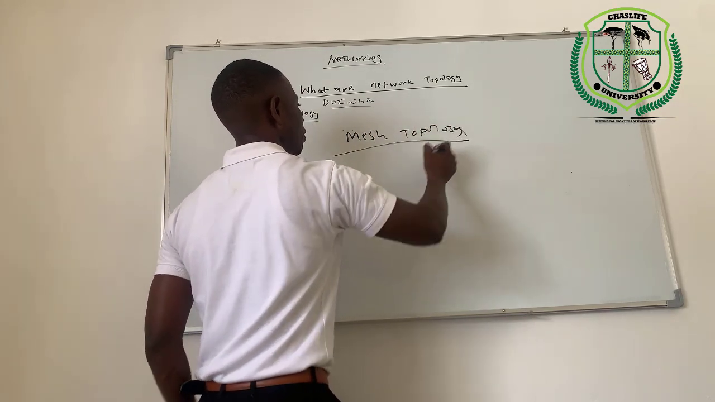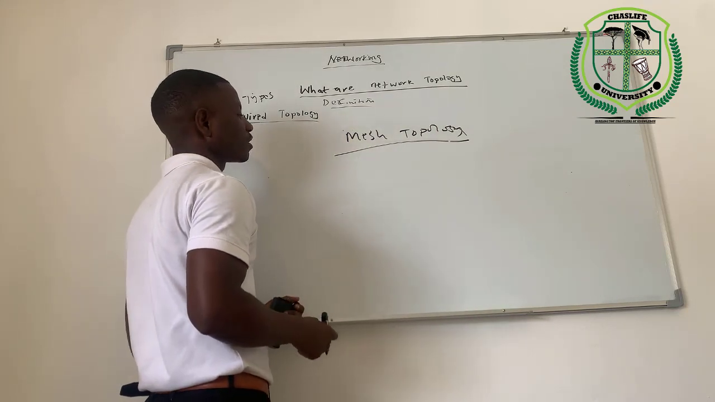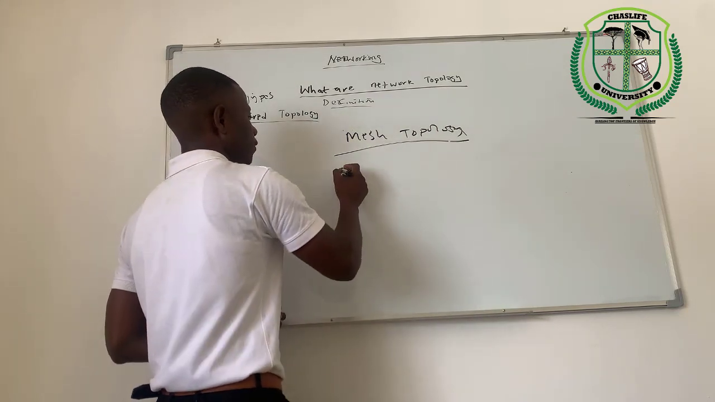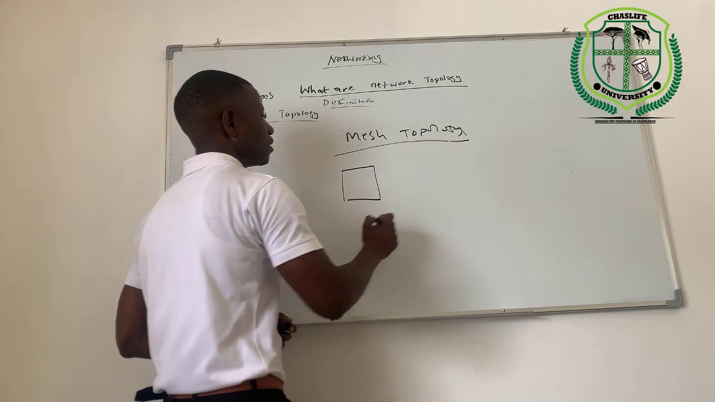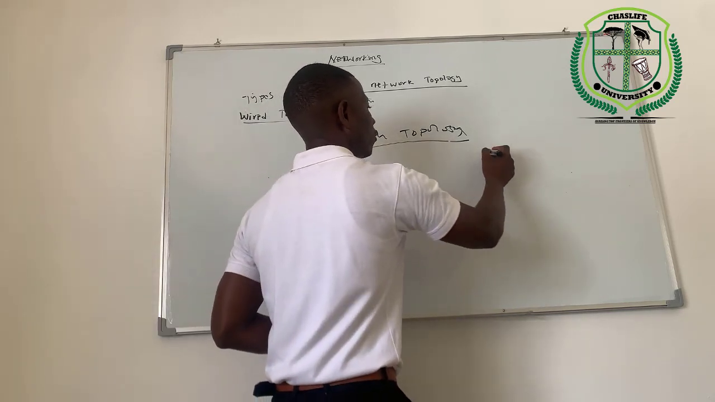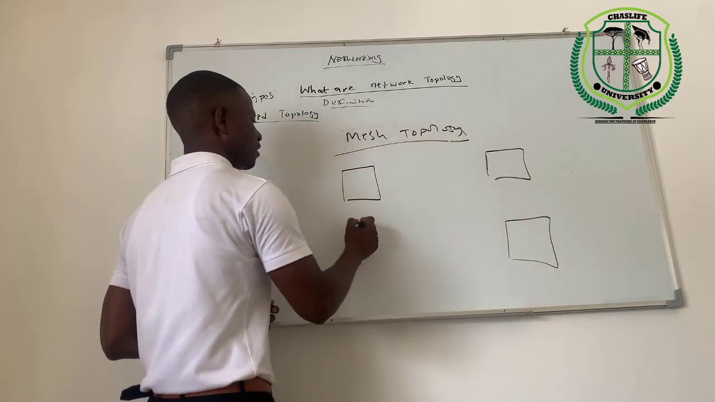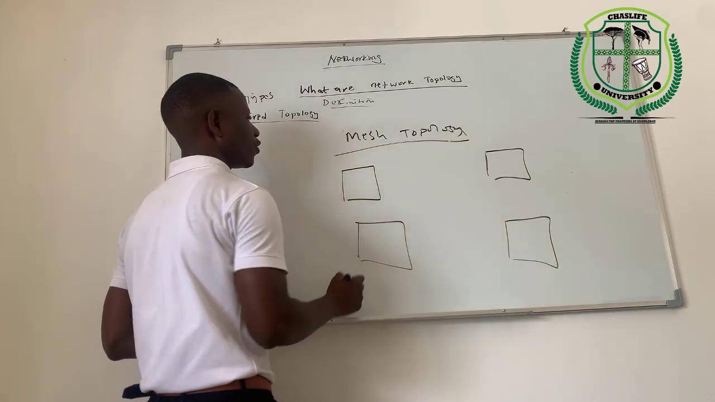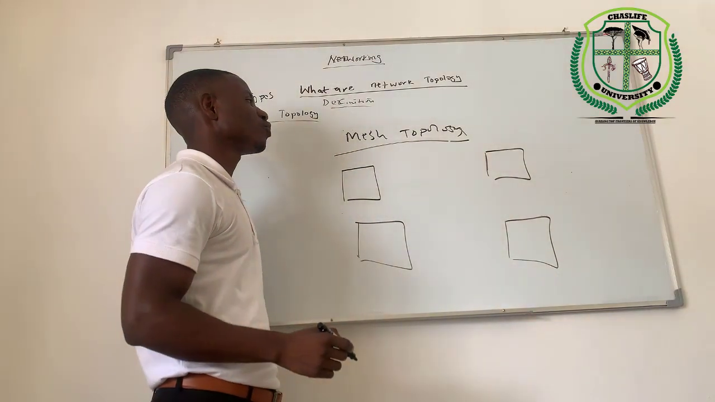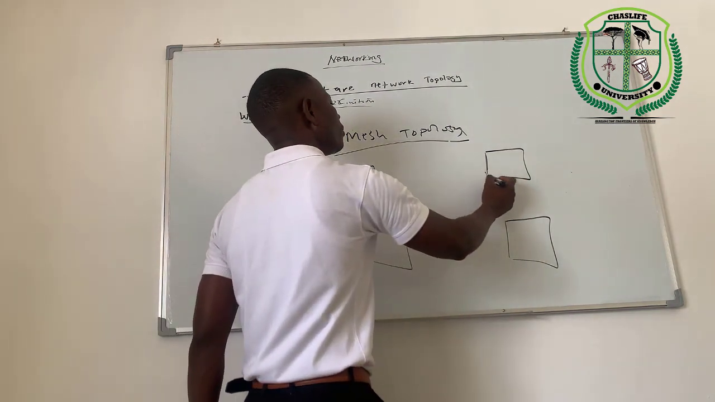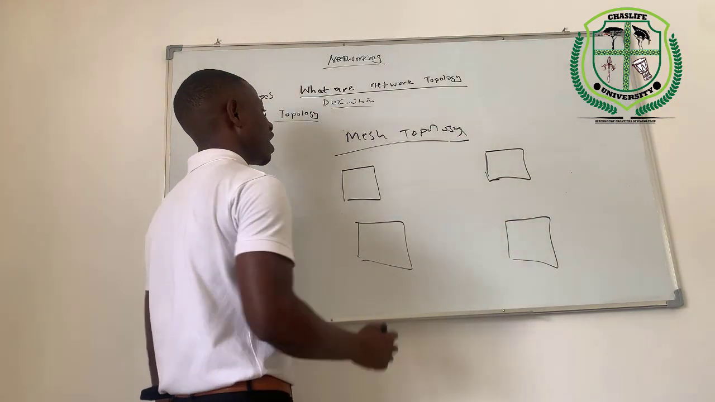Now, when you talk of mesh topology, this is how it works. We have these computers, another computer on the other side, this computer on the other side, and this computer on the other side. So under mesh topology, all the computers are connected to each other.